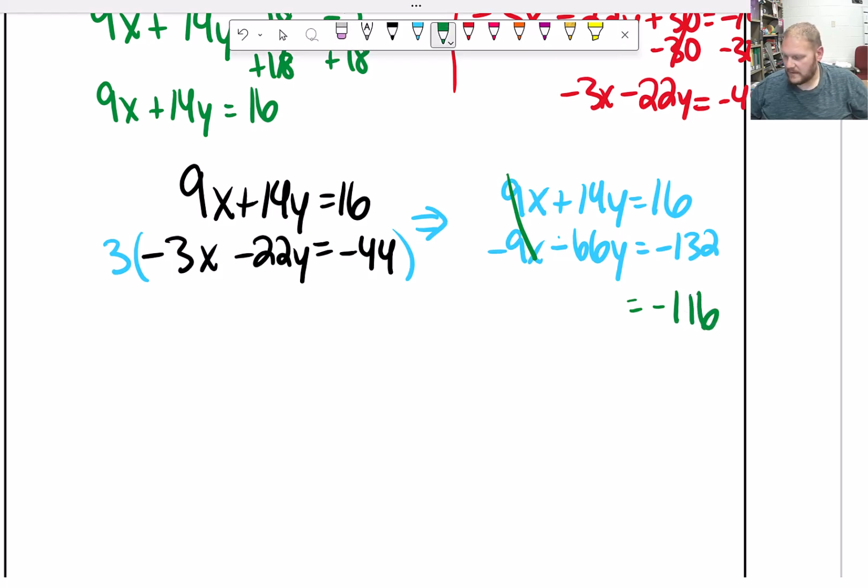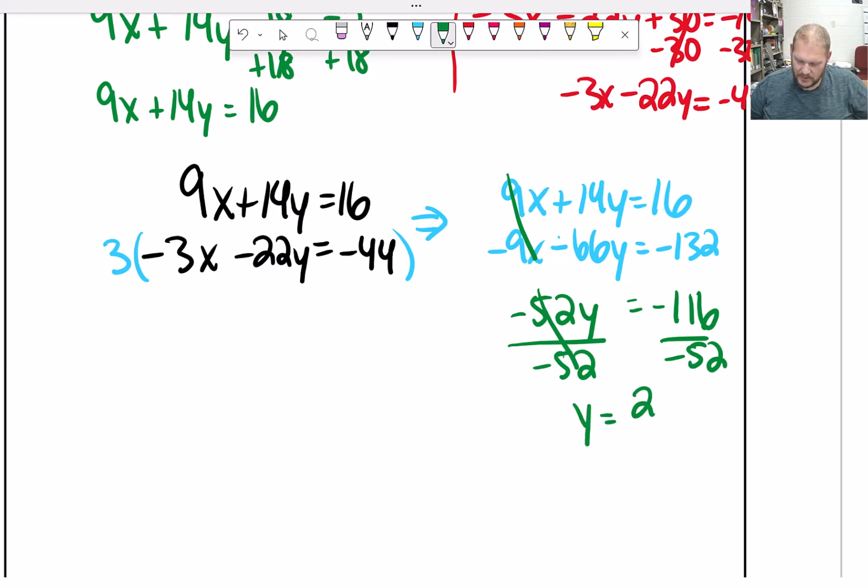And then 66 and negative 14 gives me a negative 52 for my y value. So if I take that 116 and divide by 52, I'm going to end up with a fraction. But in this case, if I divide by negative 52 on both sides, my negatives cancel. I can reduce that fraction, but that y value only reduces to 29 over 13.